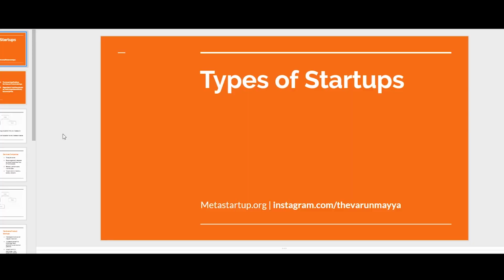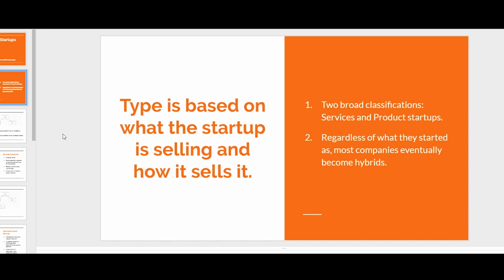In this video, we're going to talk about the types of startups. The type of a startup is primarily based on what it's selling and how it sells it. There are two broad classifications to this. The first is a services startup and the other one is a product startup. Regardless of what startups start as, eventually, and what I mean by eventually is 4, 5 or even 10 years into the future, whether you started as a services company or a product company, you eventually become a hybrid. And we're going to talk about hybrids towards the end of this episode.